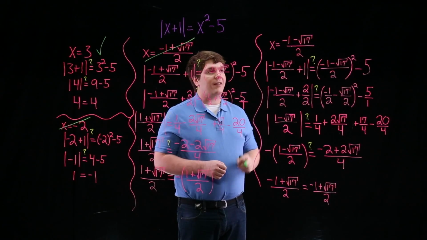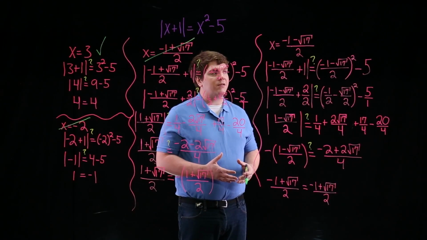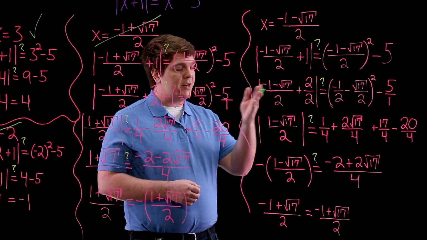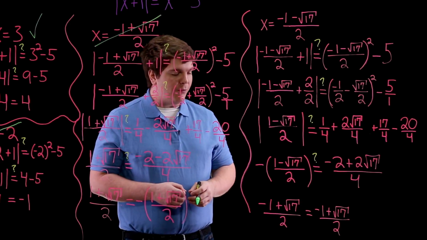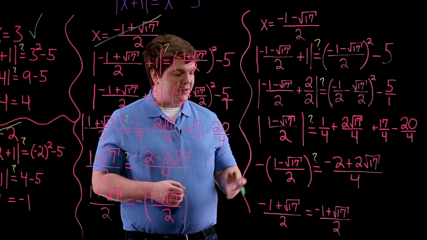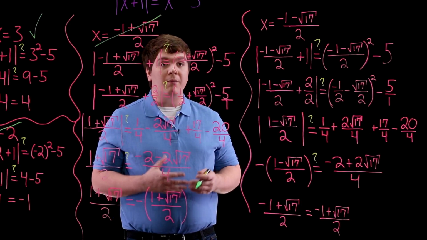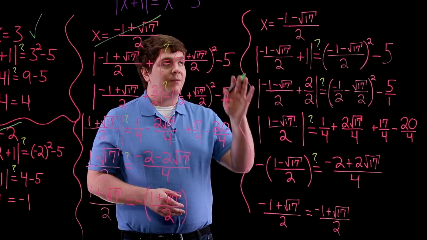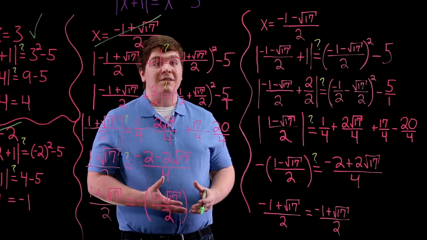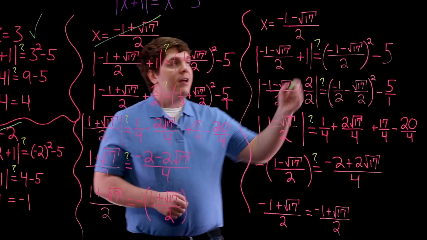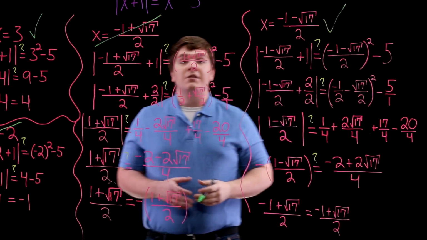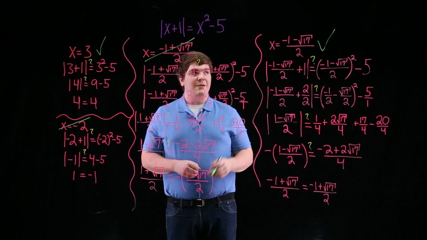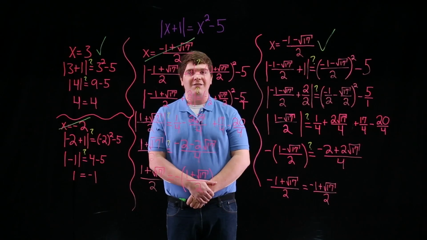And finally, we have x equals negative 1 minus the square root of 17 divided by 2. When we substitute this back into the original equation, what we find is we have negative 1 plus the square root of 17 divided by 2 is equal to negative 1 plus the square root of 17 divided by 2. This is a true statement. So x equals negative 1 minus the square root of 17 divided by 2 is also a solution. So the two solutions to our equation are x equals 3 and x equals negative 1 minus the square root of 17 divided by 2.